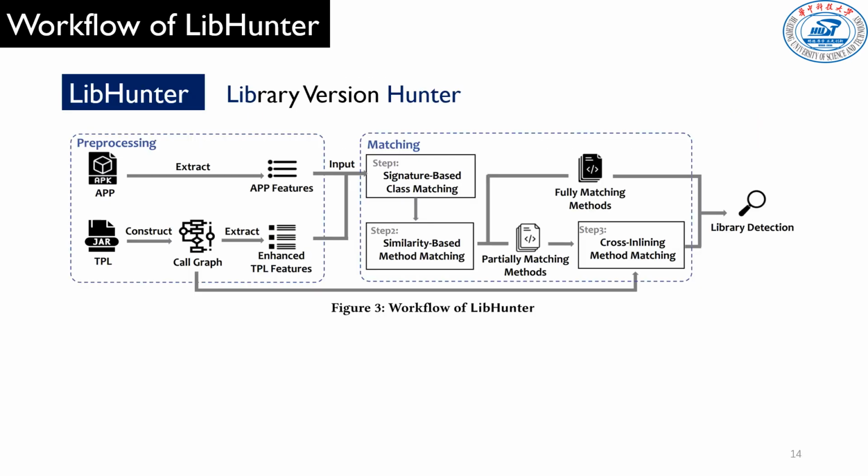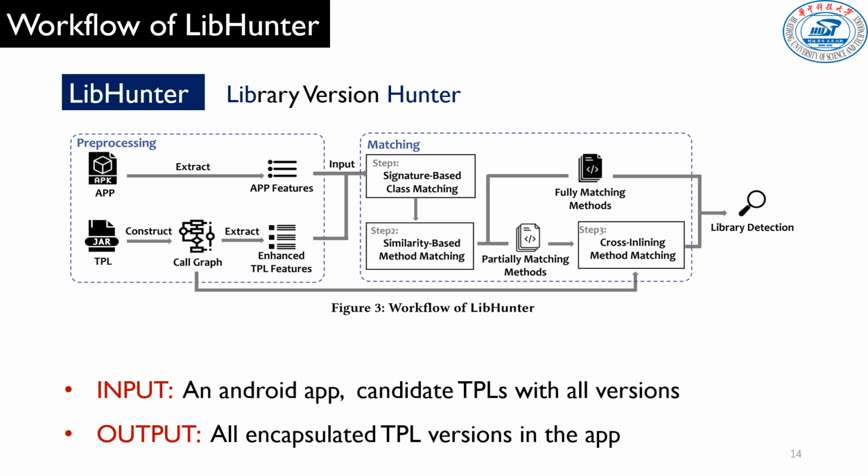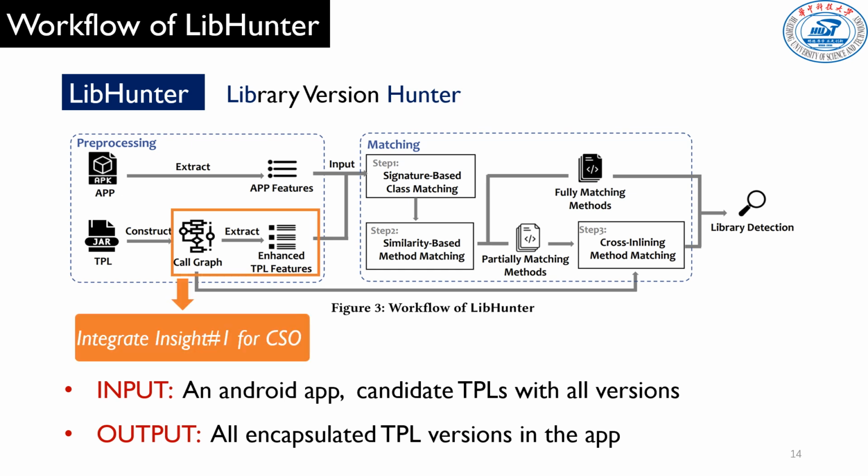We introduce LibHunter to detect library versions effectively, even against challenges from code optimization, obfuscation, and shrinking. LibHunter takes an Android app and candidate libraries with all versions as inputs and outputs all detected library versions within the app. LibHunter begins with preprocessing, where it extracts key features and constructs a call graph. Here, we integrate Insight 1 for call site optimization, which allows us to track unused parameters and return values.